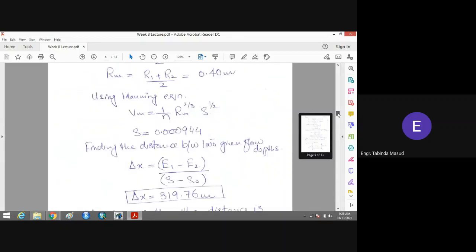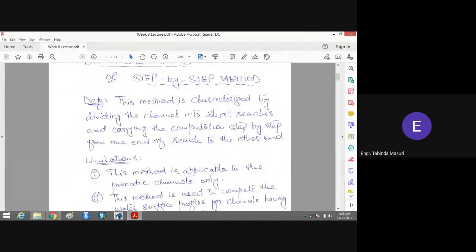Now comes the definition. It was written as, this method is characterized by dividing the channel into short reaches. Short reaches means short segments, and carrying the computation step by step from one end of the reach to the other end.